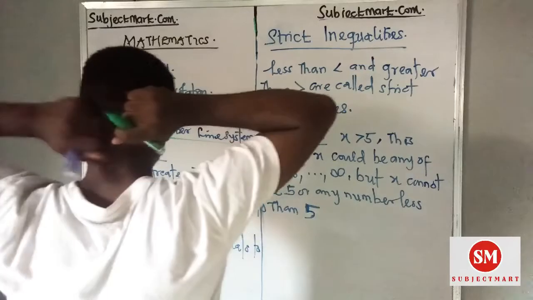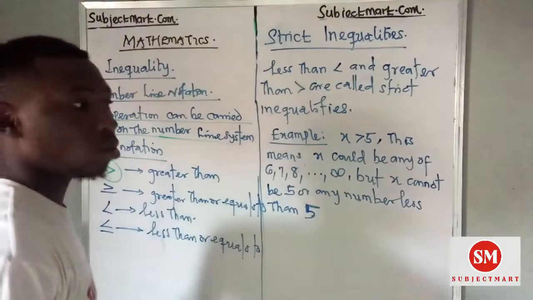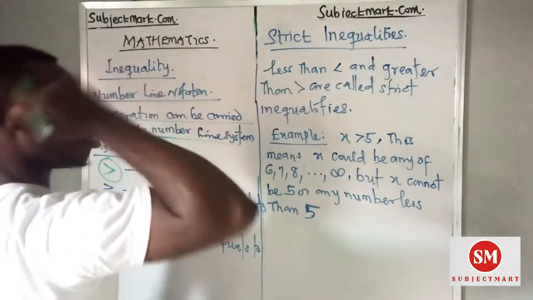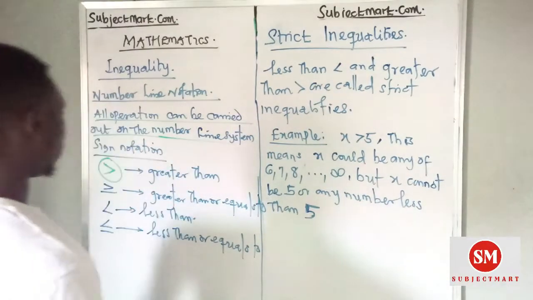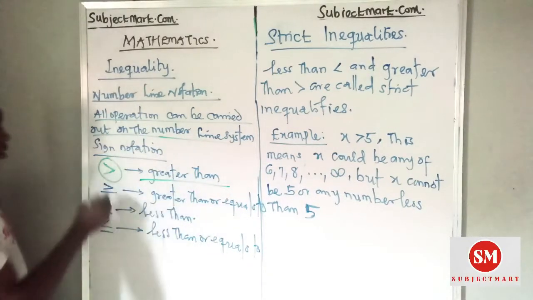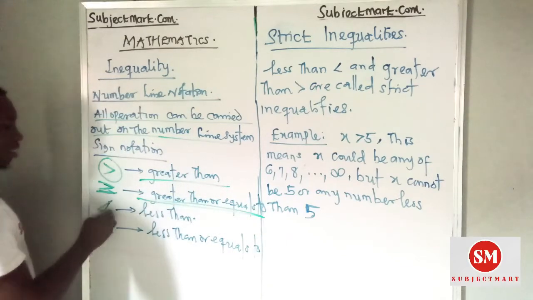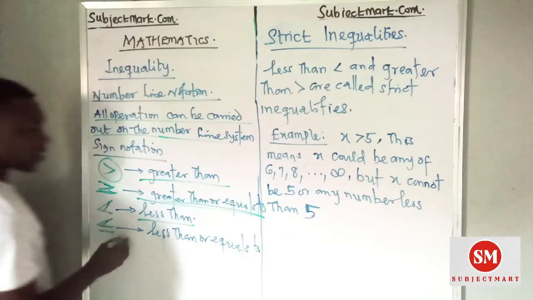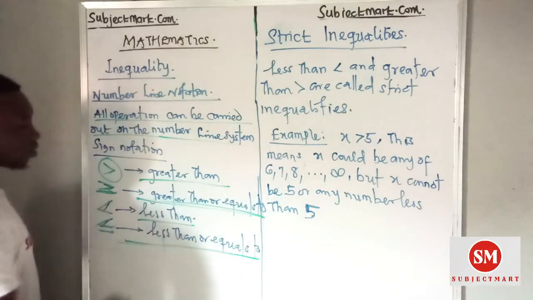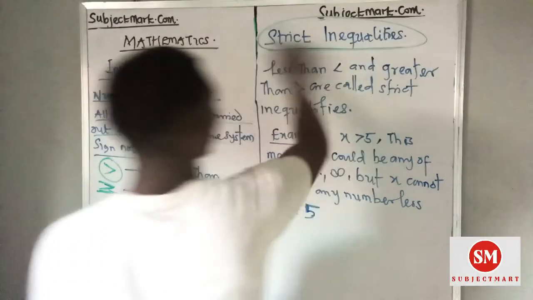Are you with me? My left hand is less than. So you can use this as a guide. Your right hand is your greater than, your left hand is your less than. Your greater than with a dash under it is greater than or equal to. The less than, your left arm, with something under it is less than or equal to.